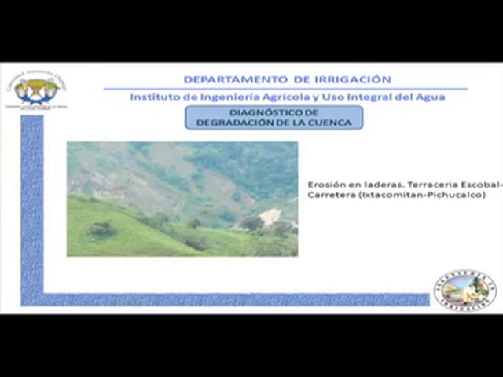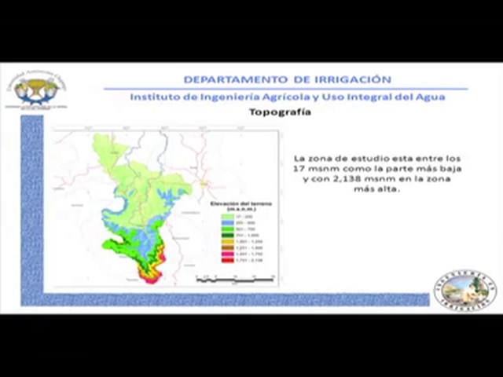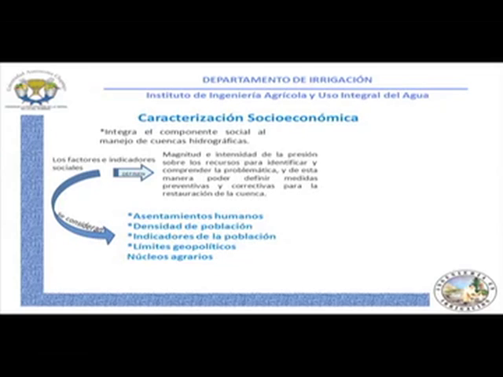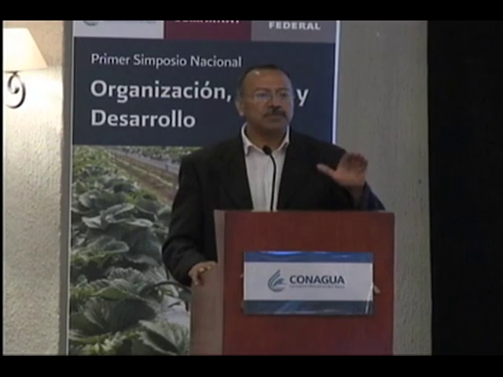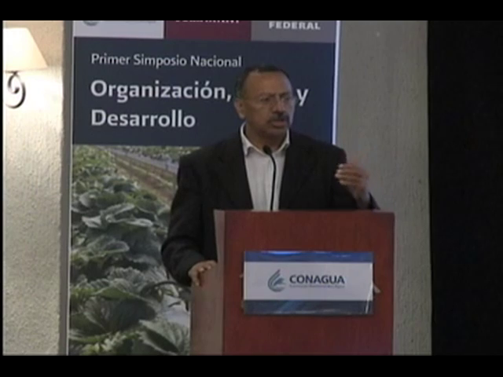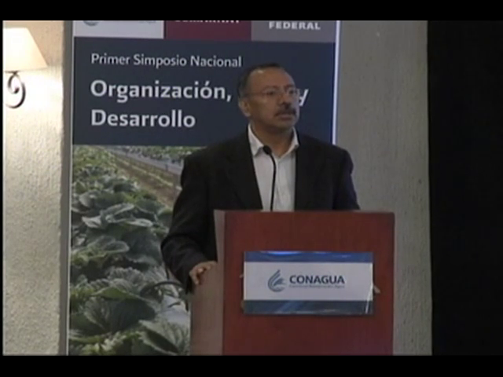This is a picture of one of the mudslides and the slopes, because rainfall causes heavy erosion in this area. We have elevation and topography figures, and the socioeconomic status of the population. And once the population is duly identified, their economic conditions, their educational level, then we can start working with them in their own plots.